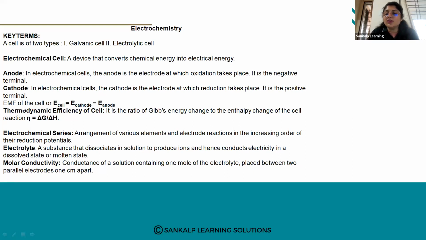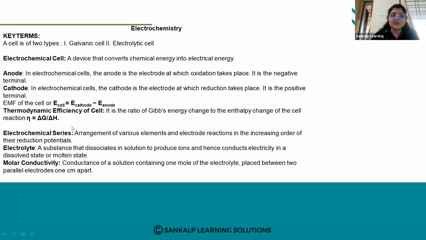Whenever you want to calculate the EMF of the cell, EMF of the cell can be calculated as E cathode minus E anode, that is E positive minus the negative. So remember this. What is EMF? EMF is nothing but electromotive force. So the electromotive force of the cell can be calculated as E cathode minus E anode.